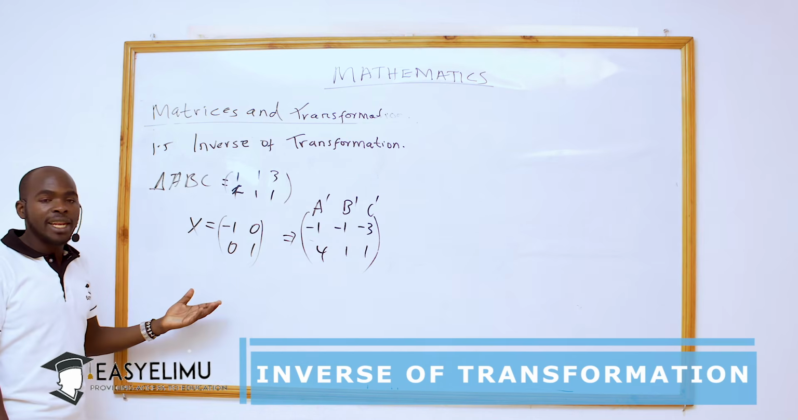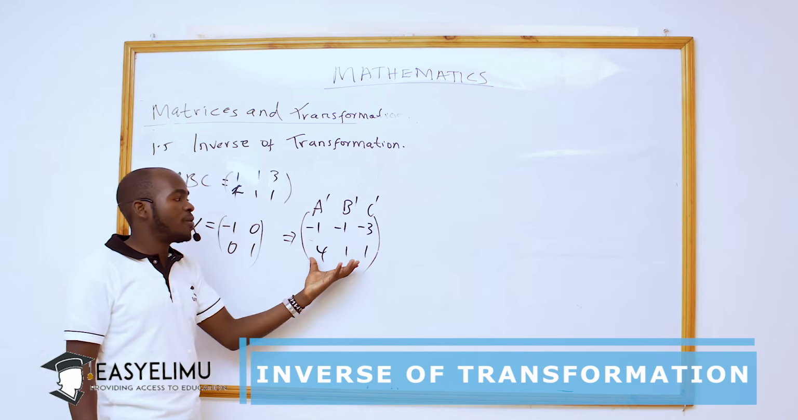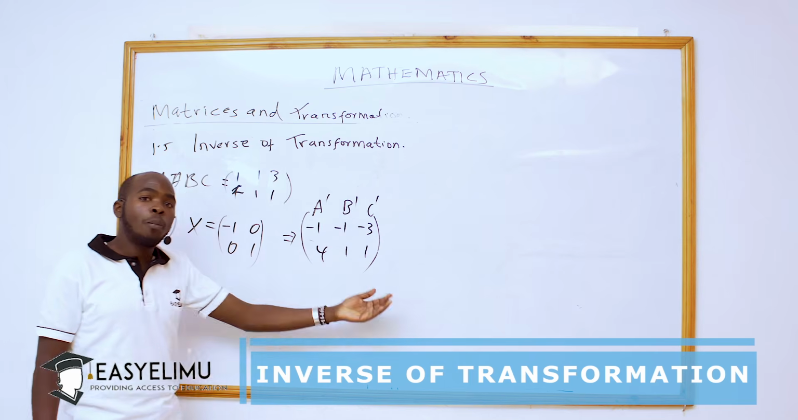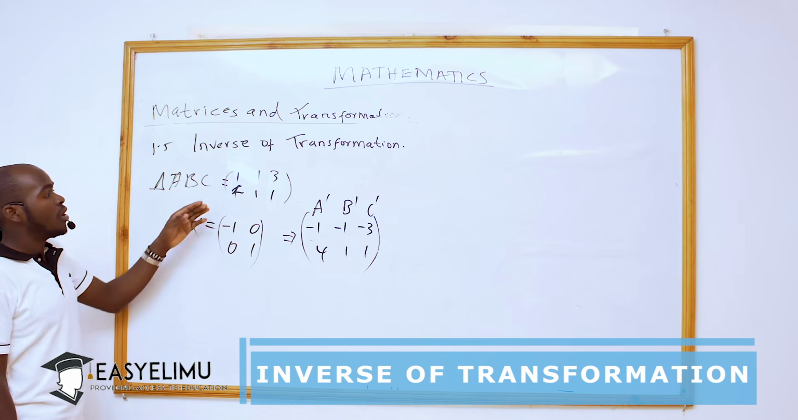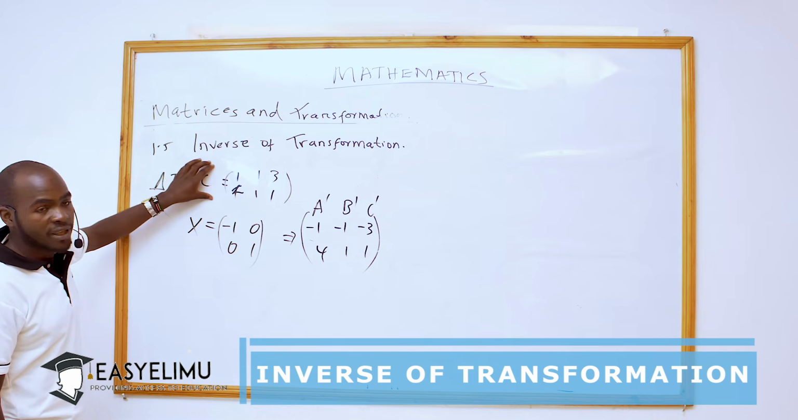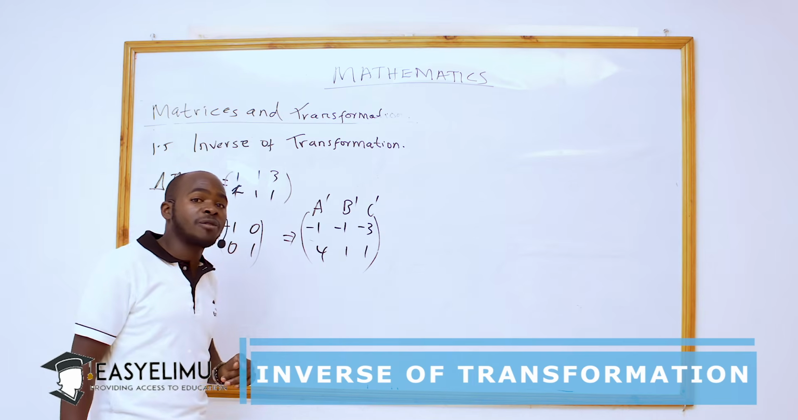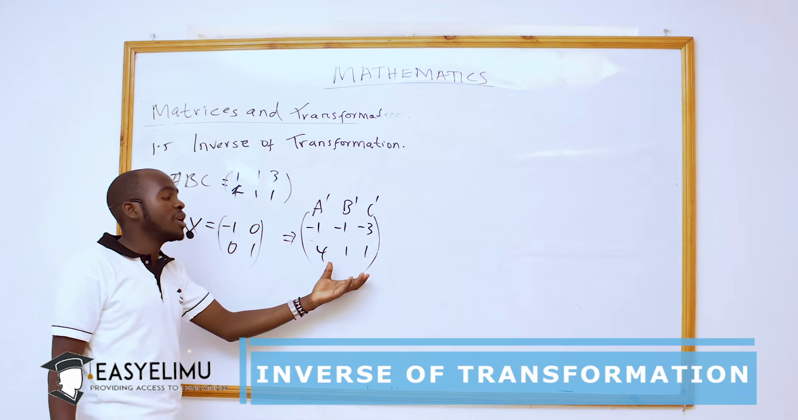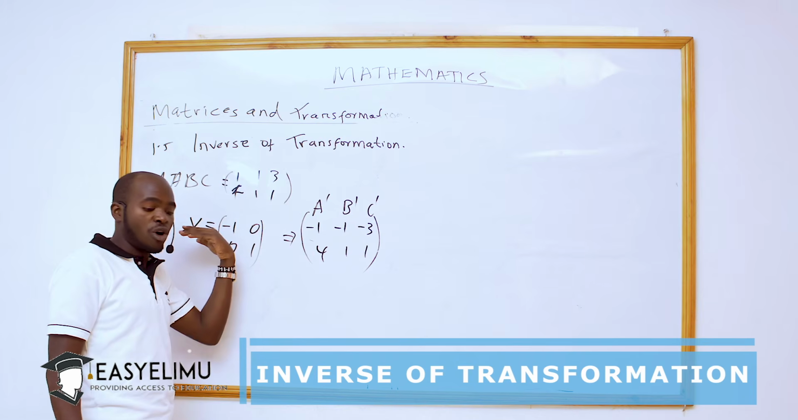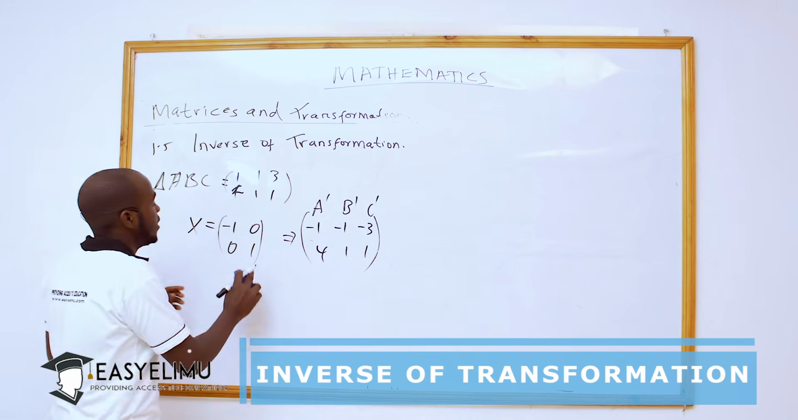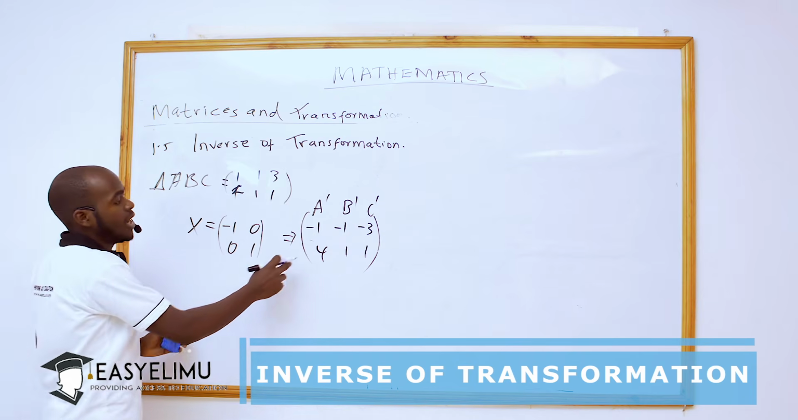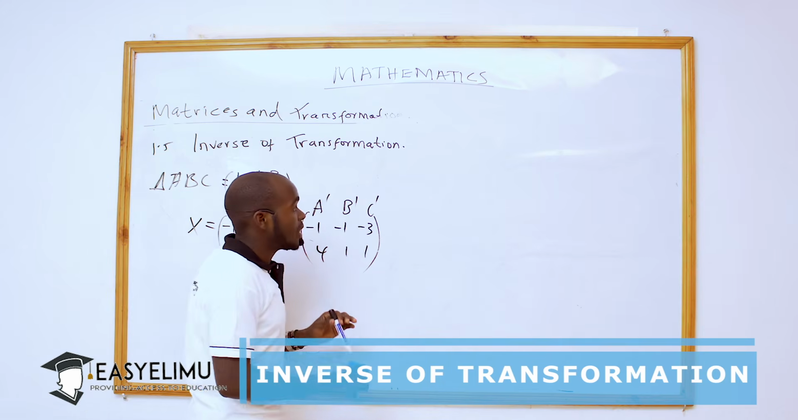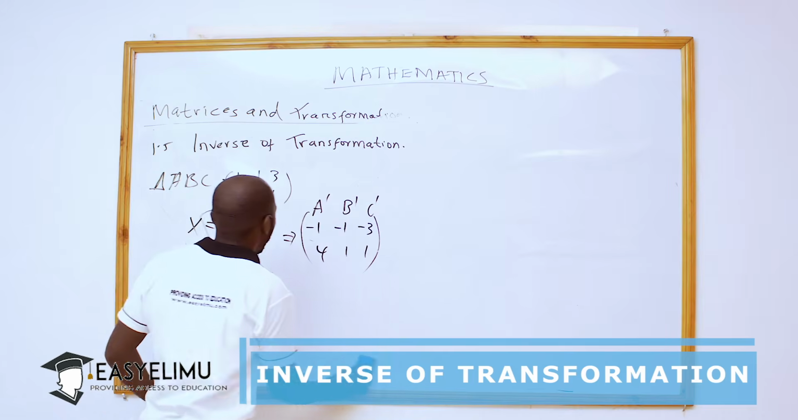Now we need a matrix which can transform this triangle A prime, B prime, C prime back to the original triangle ABC. That matrix of transformation will now be our inverse, because it is transforming the image back to the object. Now let's see what kind of matrix that is. You can find it through 2 or 3 ways.